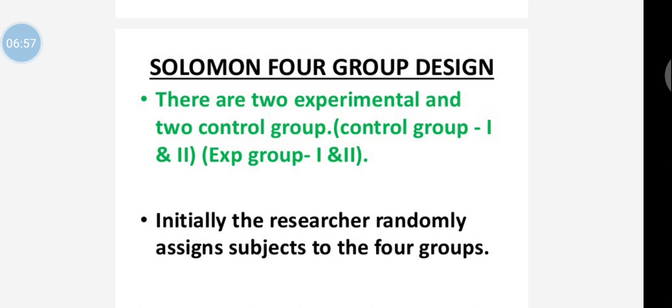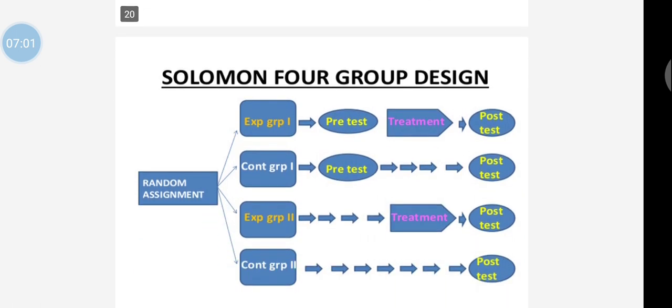Initially, the researcher randomly assigned subjects to the four groups. Solomon group design, that is, experimental group 1: pre-test, treatment, post-test. Then control group 1: pre-test, post-test. Experimental group 2: treatment, post-test. Control group 2: directly given the post-test.